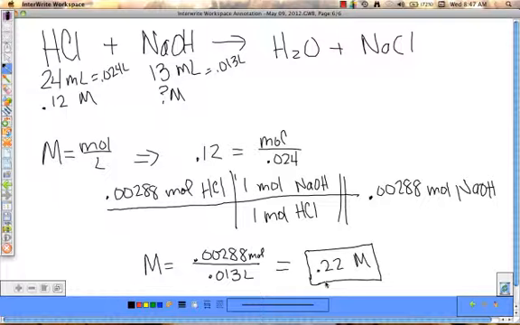Questions? The one thing I assume we know here: what's always the product of a neutralization reaction? Water, H2O, and then the salt. It's a double displacement reaction when you add an acid with a base.